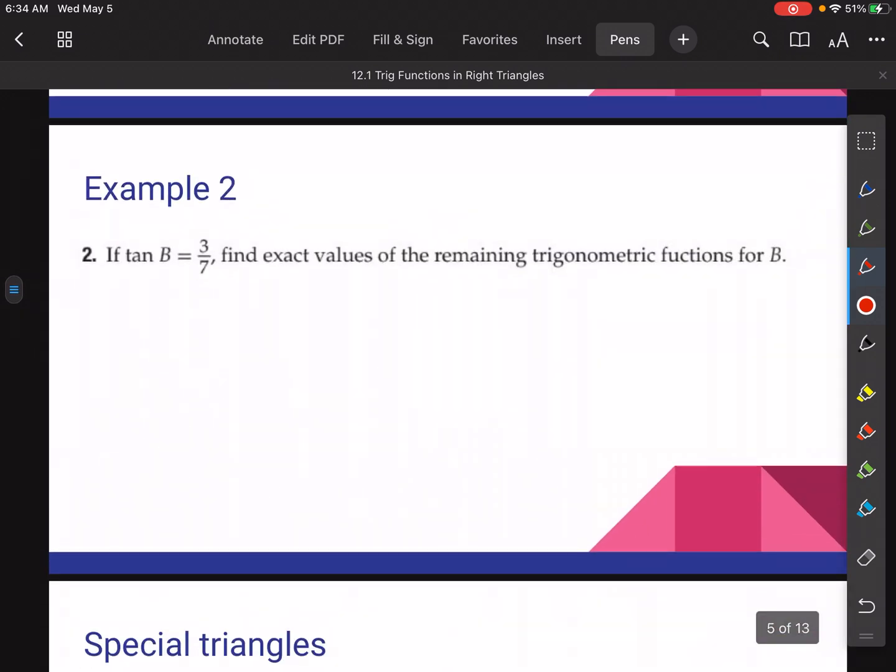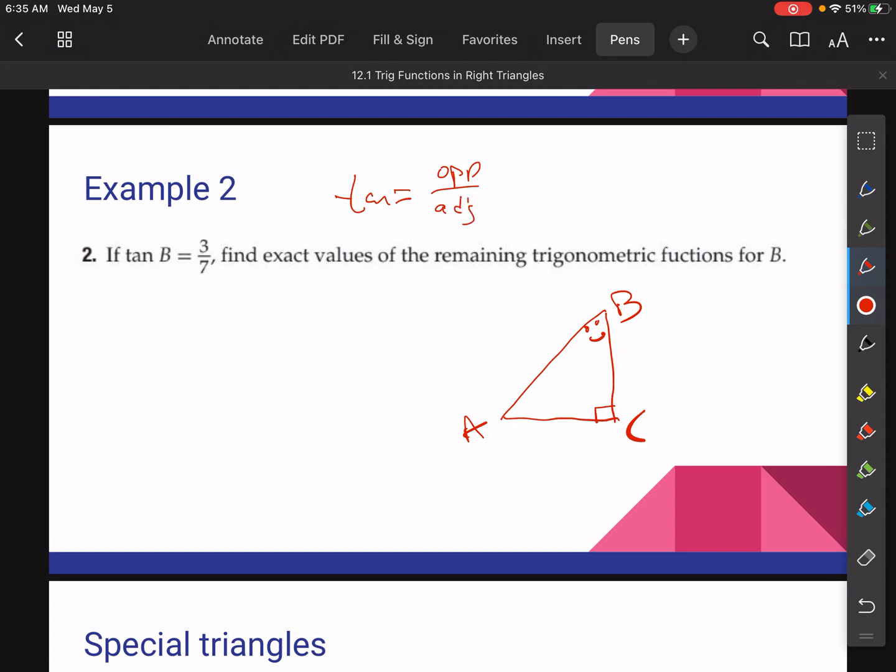So here, for example 2, if tangent of B is 3 over 7, find the exact values of the remaining trig functions for B. Okay, so let's just draw a triangle. We know that this is a right triangle. You can draw it however you want, but make sure there's a right angle. Let's just call this A, this B, this C. Just don't call the right angle B. So from perspective B, since tangent is equal to opposite over adjacent, the opposite of B would be 3, and the adjacent to B would be 7.